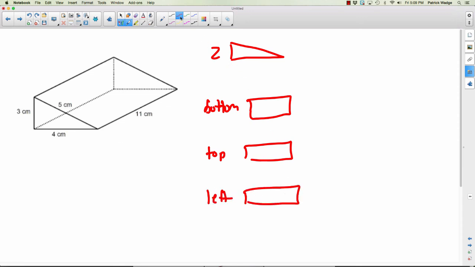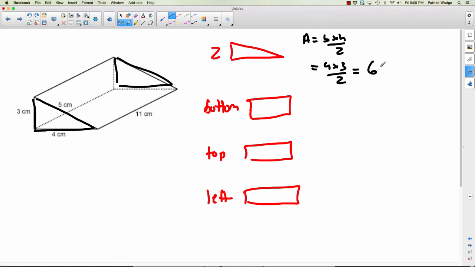Okay, let's do this. So area of a triangle, base times height divided by 2. This triangle right here, what's the base? 4. What's the height? 3. So we're going 4 times 3 divided by 2. I know we're going to multiply by 2 and cancel the 2's, but I'm actually going to do it this year. 4 times 3 is 12, divided by 2 is 6. But remember, there's 2 triangles, there's one back here, so we multiply it by 2 and get 12.